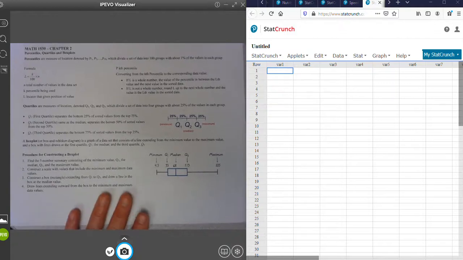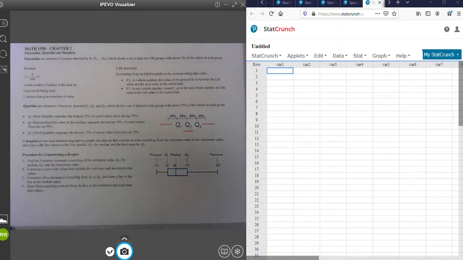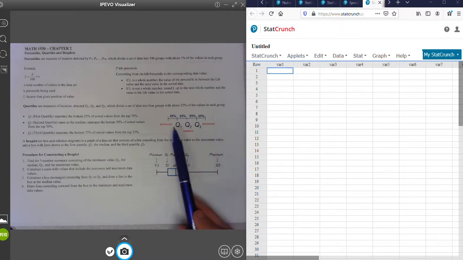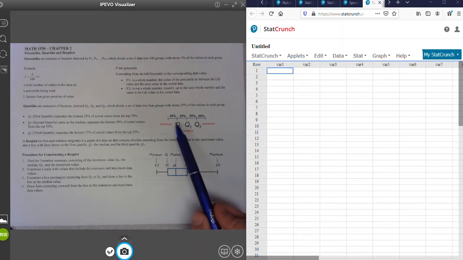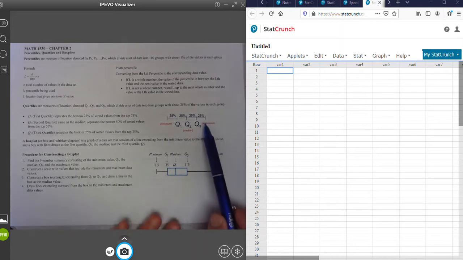I'm going to work an example about percentiles, quartiles, and box plots. So anytime we have a set of data, we can list the data out and divide it into sections or quarters. We have certain points along this data set that are special.